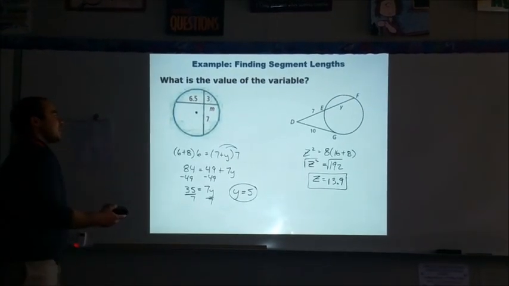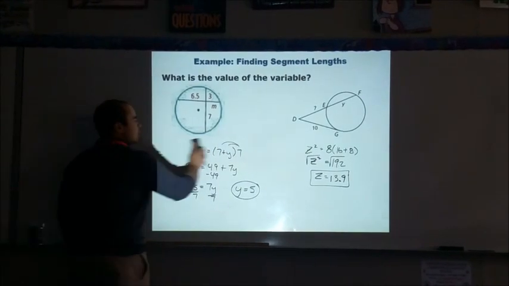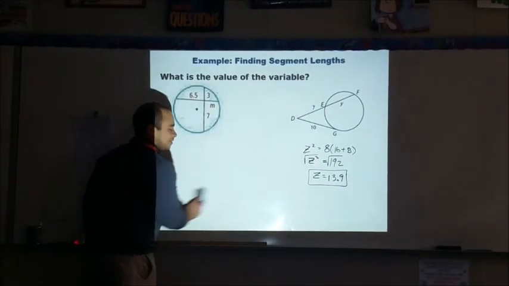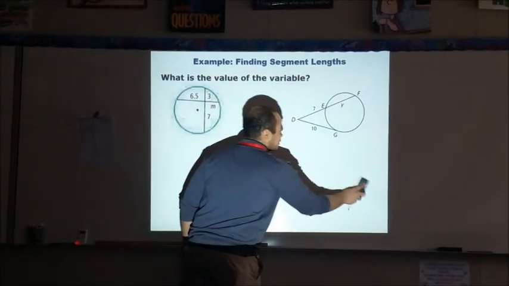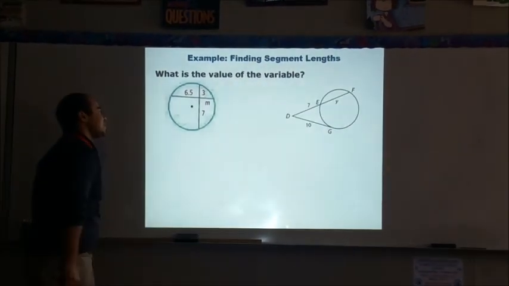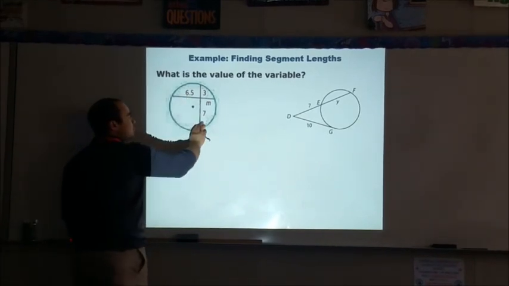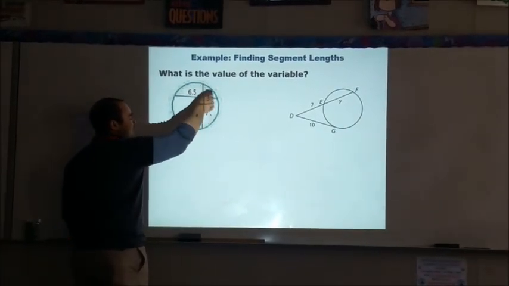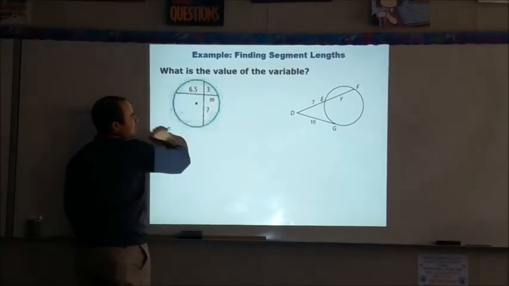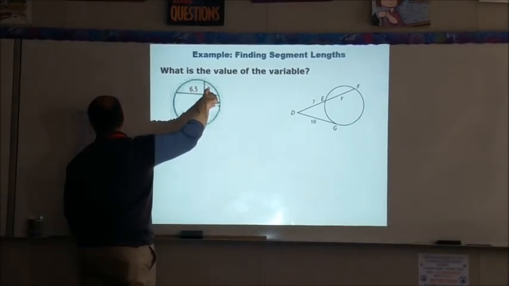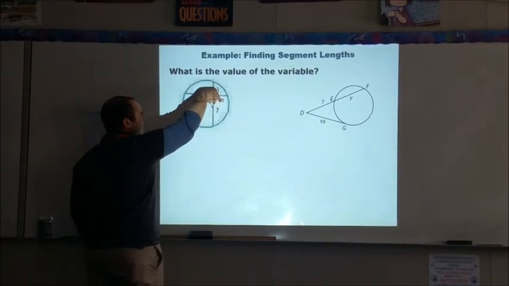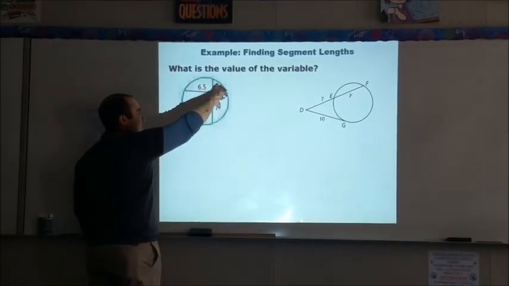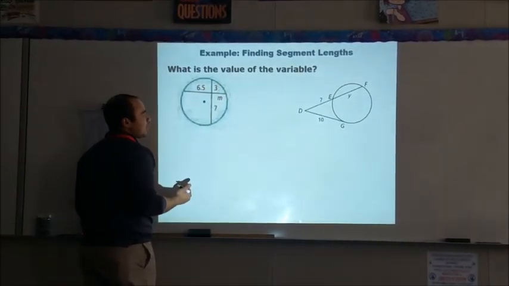All right, the next part, we have two chords, not tangents. Two chords that are meeting inside the circle. We know that the product of these two pieces is going to equal the product of these two. So we're multiplying.